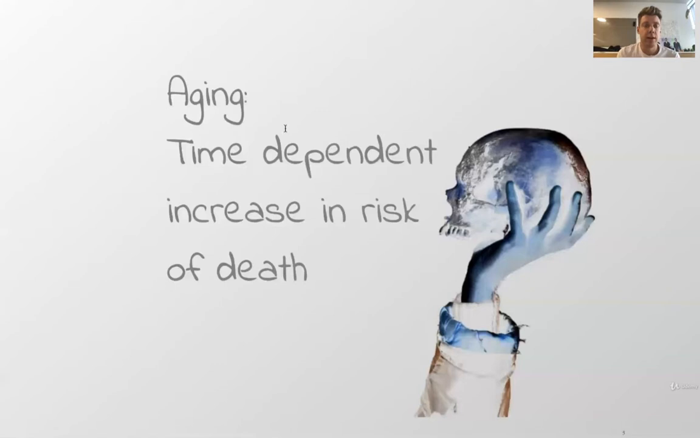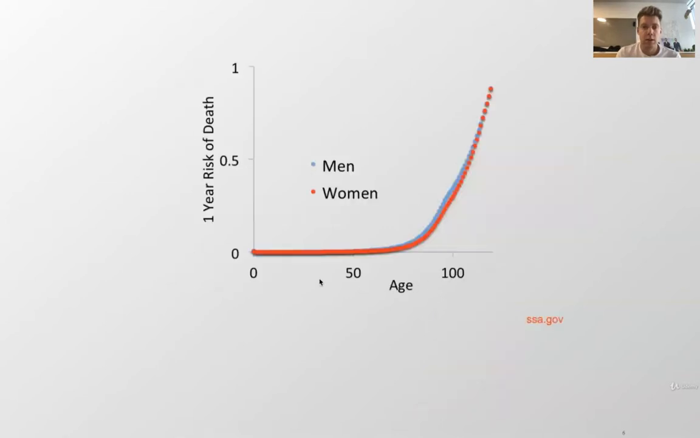So let's first define aging. I think the most simple definition is that it's a time-dependent phenomenon that increases the risk of death. And looking at the data, it looks something like this. So as you get older, your risk of dying the next year increases. And this is data from the Social Security Administration in the US. And as you approach 122 years of age, your risk of death approaches 1, because the world record of aging is 122 years.